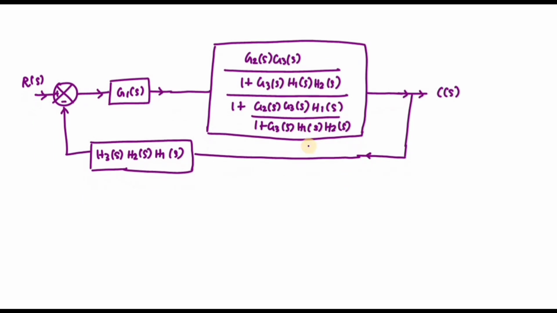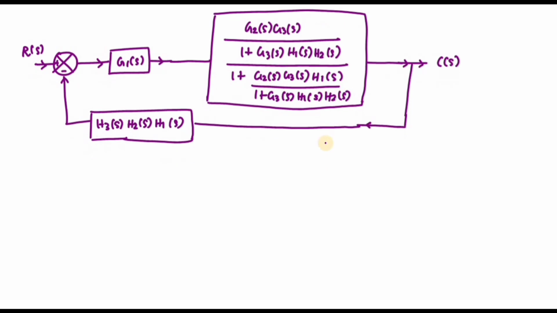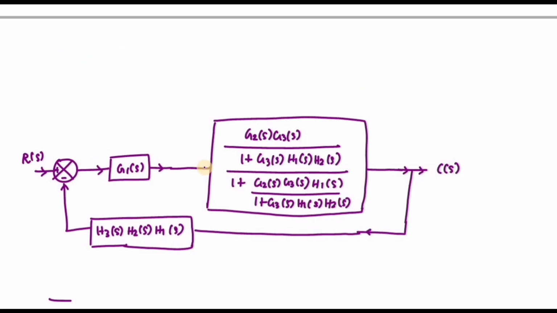Okay. So after rearranging this one, I'm going to form it like this. Okay. I'm going to get G2 of S, G3 of S divided by 1 plus G3 of S, H1 of S, H2 of S, divided by 1 plus G2 of S, G3 of S, H1 of S divided by 1 plus G3 of S, H1 of S, H2 of S.